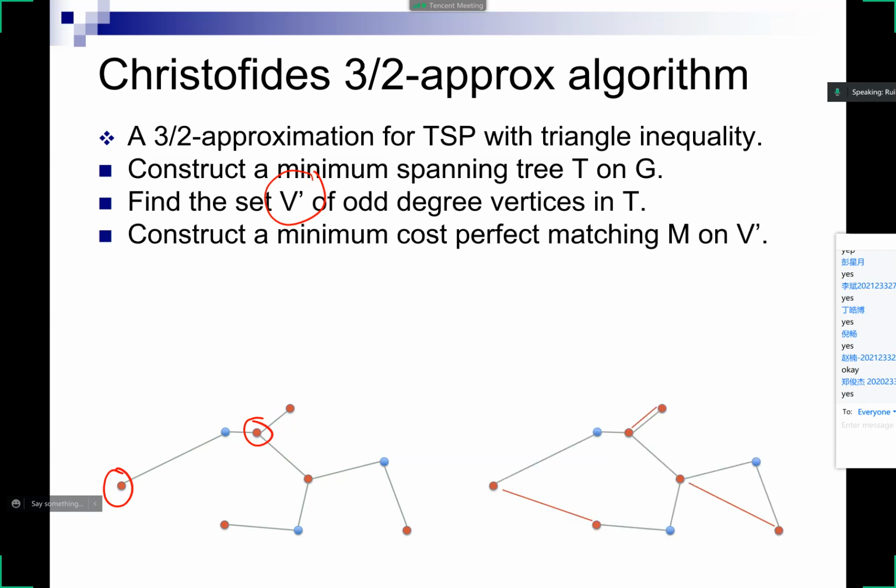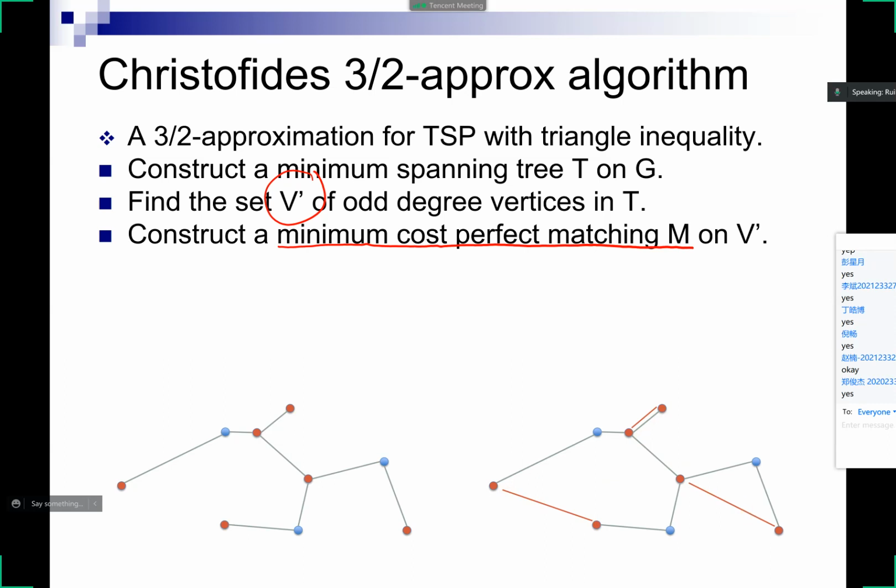Okay, and now we're going to construct a perfect matching on V prime. In fact, we're going to construct a minimum cost perfect matching M on V prime. If you look at all of these red nodes, the perfect matching means that all of these red nodes need to be part of this matching. You see that here we're selecting these red edges.